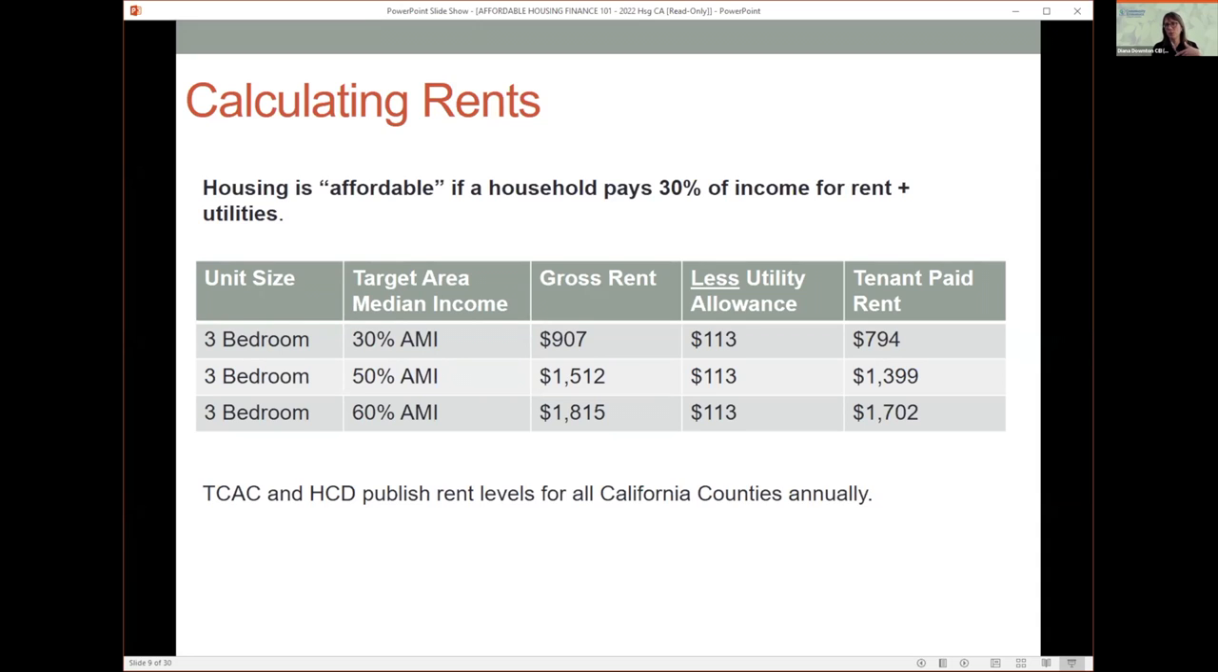And then you note that you have to deduct out a utility allowance because the affordability metric includes both rent and utility. So the tenant is paying a lower rent than the maximum rent because there's an assumption that they're paying for utilities as well. And so the rents, you can calculate them yourselves, or you can just look them up. TCAC and HCD publish lists of all the AMI rent levels in all the counties in California.